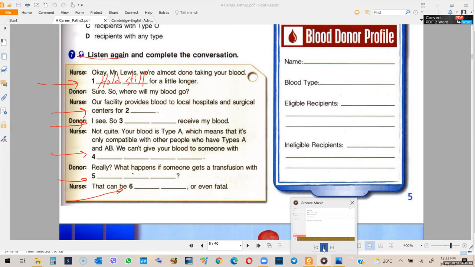Yes. And surgical? She said, our facility provides blood to local hospitals and surgical centres for, yes, transfusions.